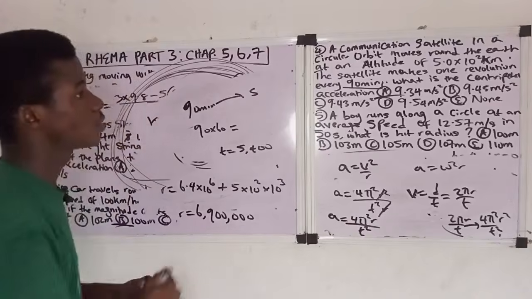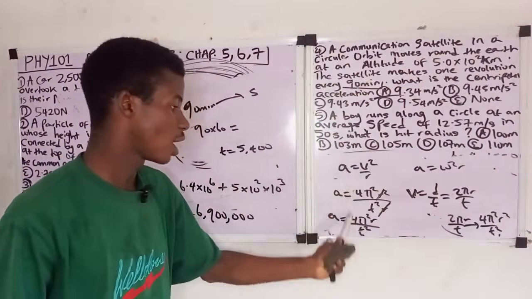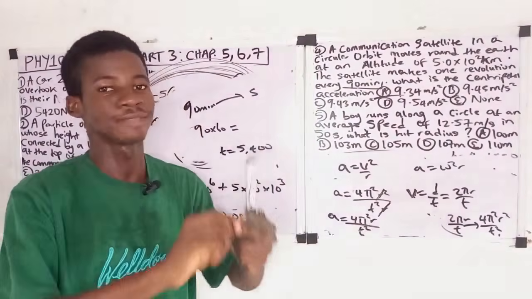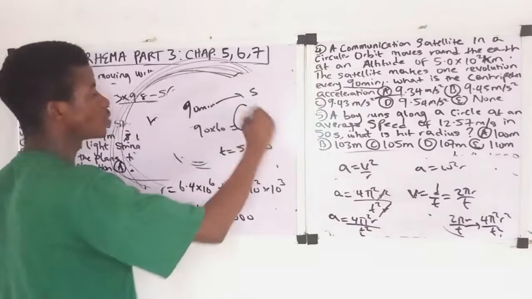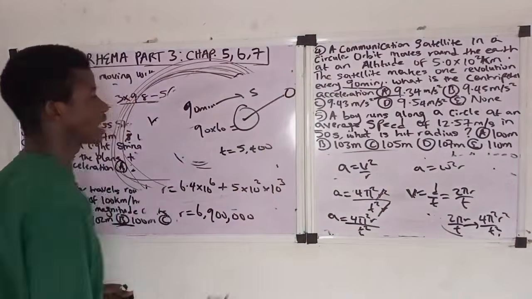Right? Yes. So the time is 90 minutes. So convert the 90 minutes to seconds and put it here. 4, we know pi already. They want our r, which is what? The r is the distance from the center of the earth to the satellite, right? Yes.